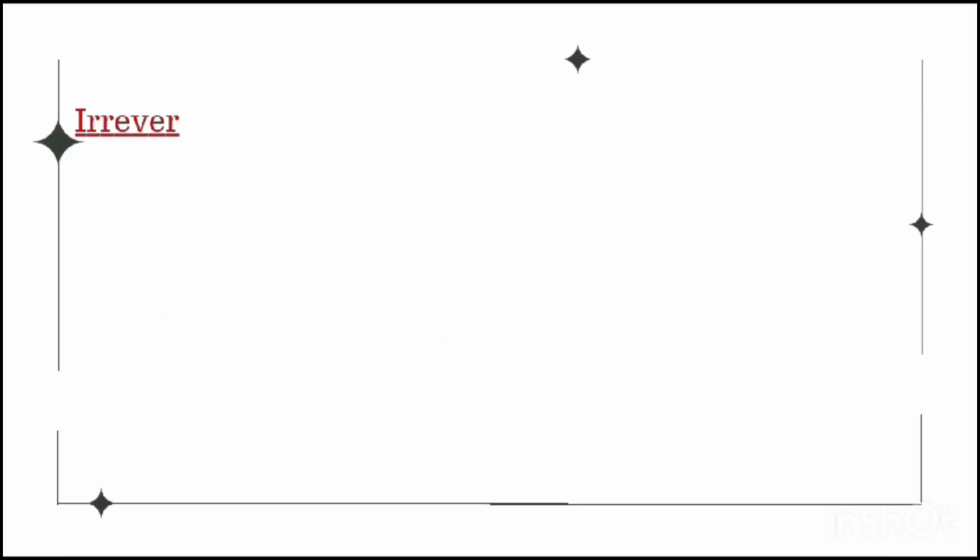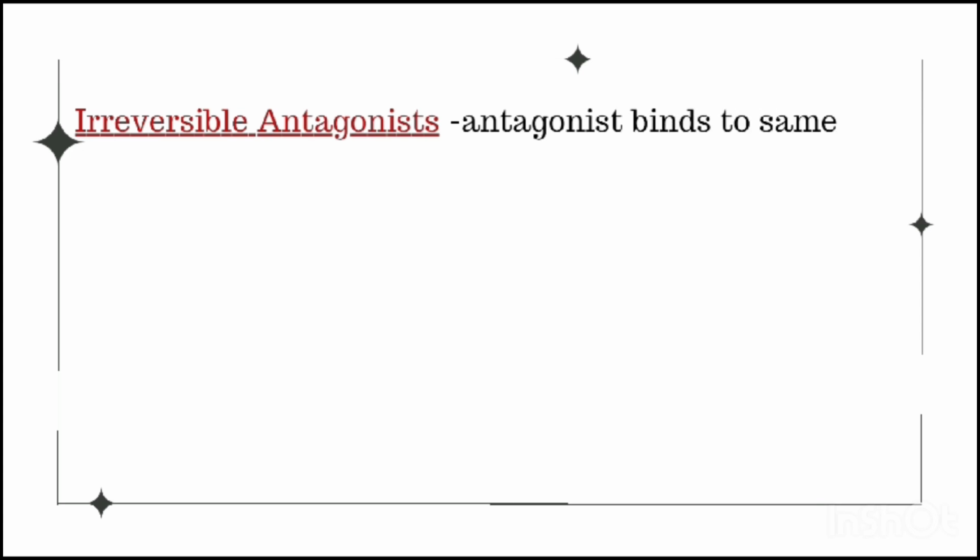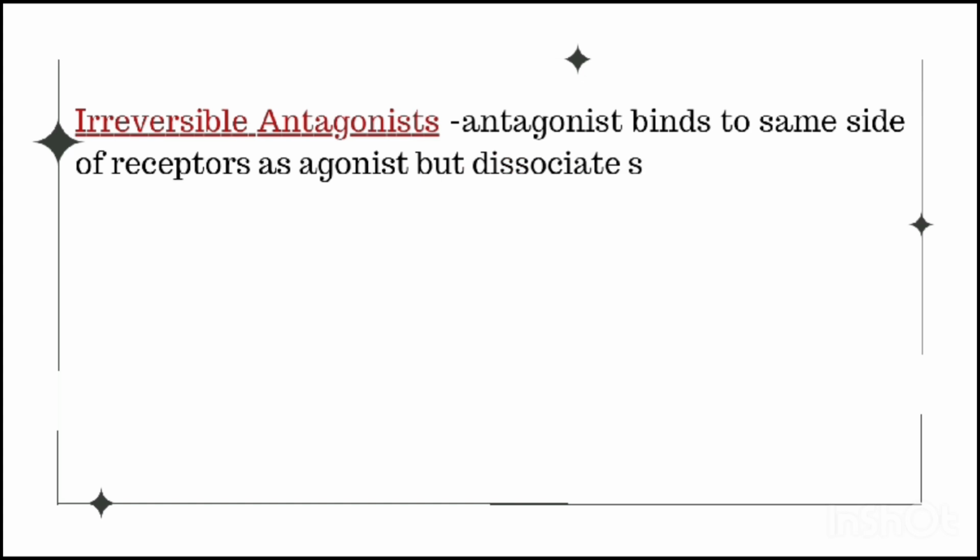Now coming to the irreversible type of antagonist. Here the antagonists do bind to the same site of the receptor as that of the agonist, but they dissociate slowly or not at all, and you can't reverse their action. Example is aspirin. That's all for today.